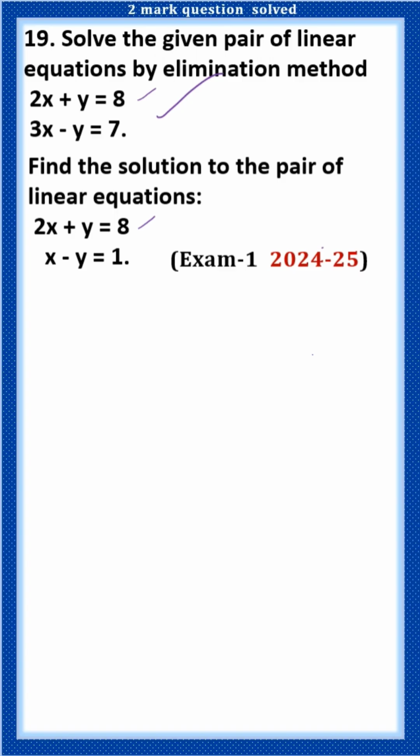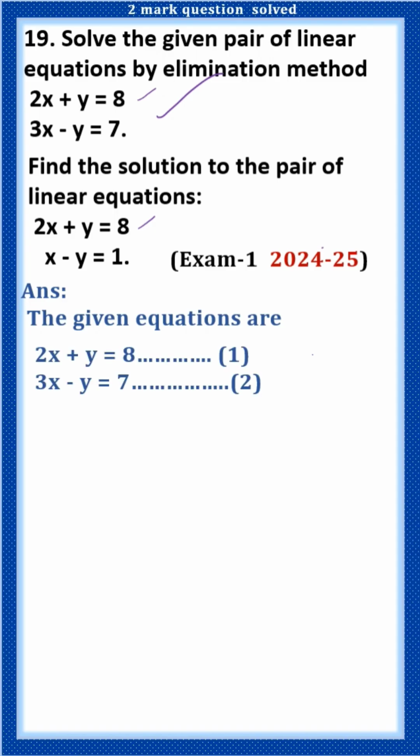Here the given equations are 2x plus y is equal to 8, 3x minus y is equal to 7. Let this be equation number 1, this be equation number 2. We have to solve it by elimination method. Two methods are there: the elimination method, and another one, the substitution method. Here purposefully they have asked us to solve by elimination method.